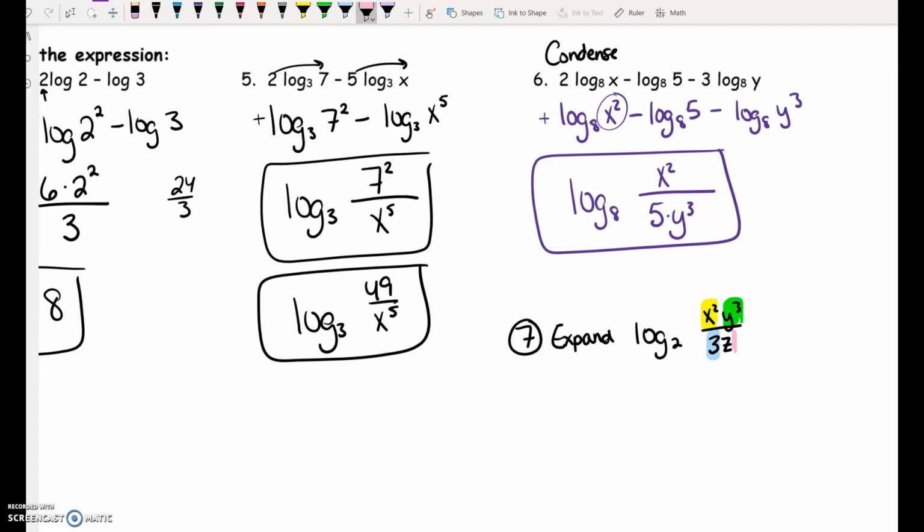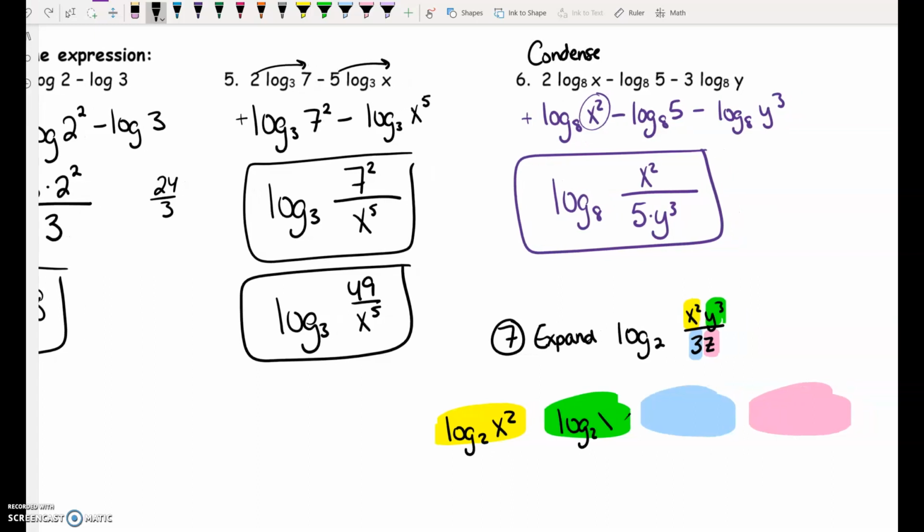Okay, number 7. I have 1, 2, 3, 4 things. Yes, that z is going to be its own thing. 3z is not one thing, it's 3 times z. So we're going to have 4 logs that we're going to have to connect. Okay, so I've got log base 2 of x squared, log base 2 of y to the 3rd, I've got log base 2 of 3, and log base 2 of z.